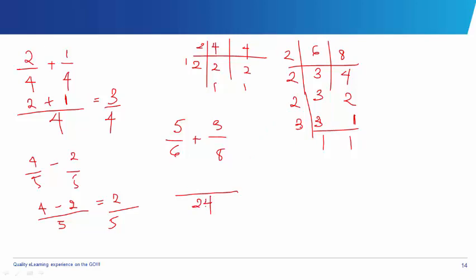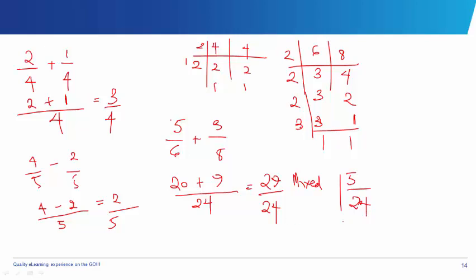24 divided by 6 is 4. 4 times 5, 20. 24 divided by 8 is 3. 3 times 3 is 9. So our answer now becomes 29 over 24. But now we need to convert this to a mixed fraction. How do we convert? 29 divided by 24 will give us 1, remainder 5. So we have 1 whole number 5 over 24.